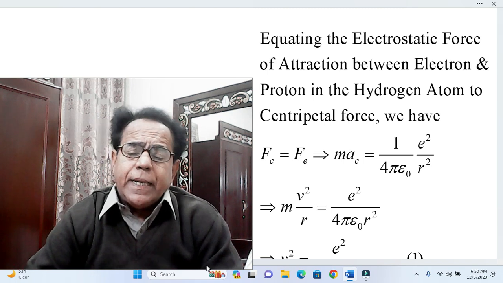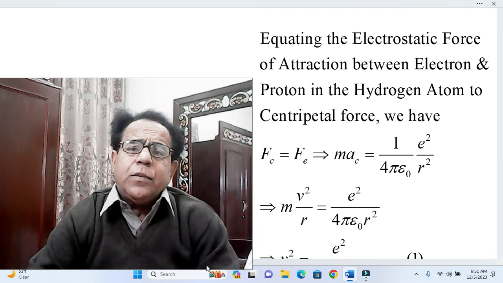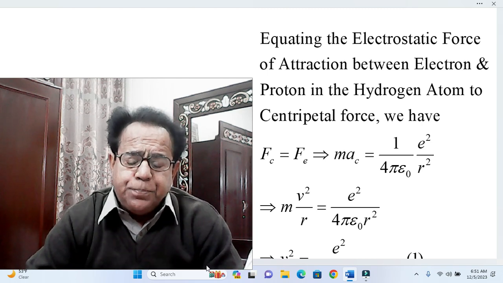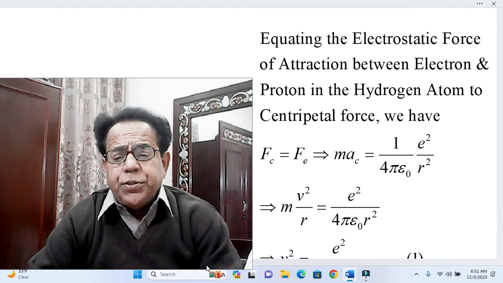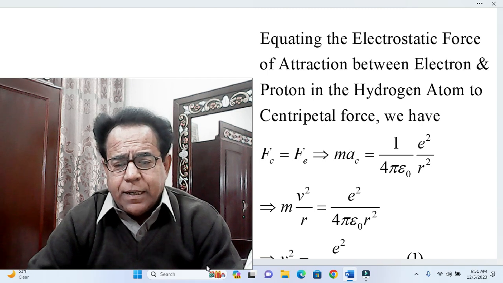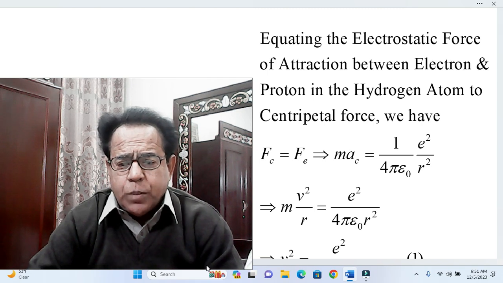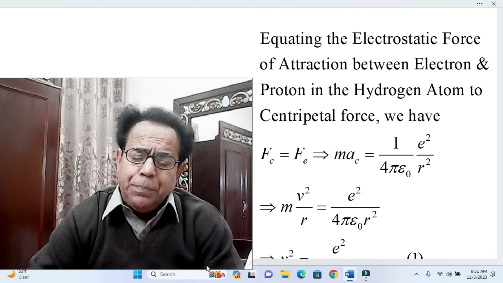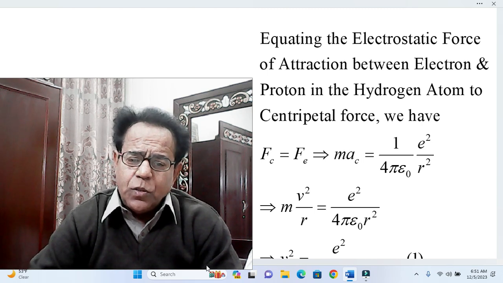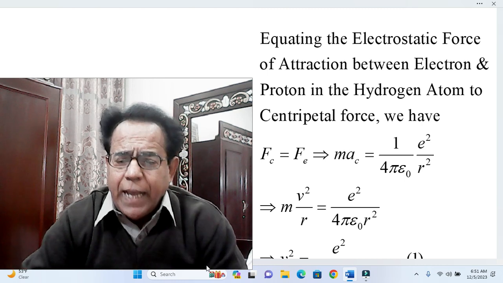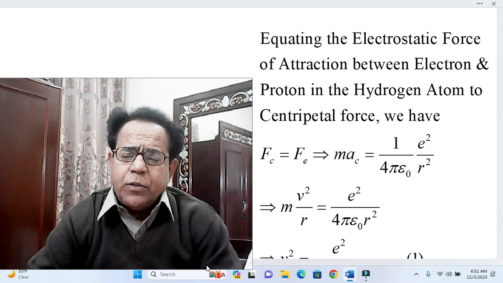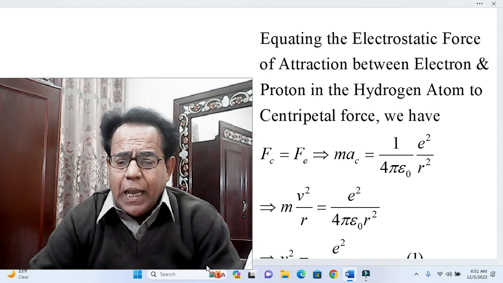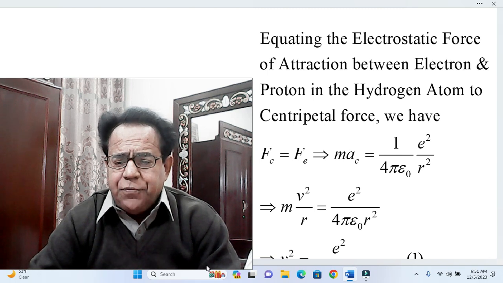So what technique are we going to adopt here? We are going to put these two forces equal. That is to say, the electrostatic force of attraction between electron and proton as per Coulomb's law, and the centripetal force of the electron. Equating the electrostatic force of attraction between electron and proton in the hydrogen atom to the centripetal force, we have F centripetal is equal to F electrostatic.